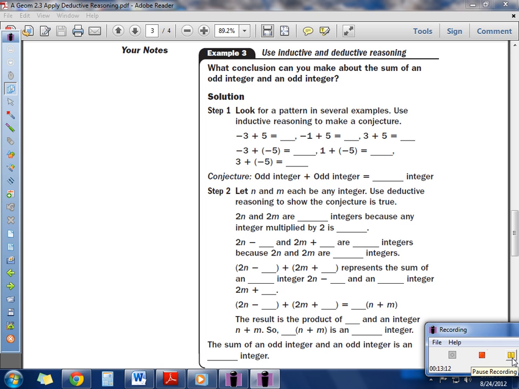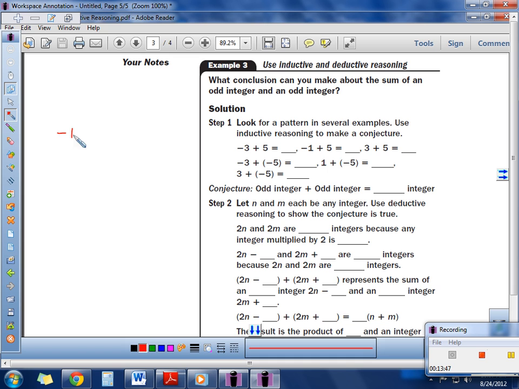This next example is a little bit more math, a little less writing. It says, what conclusion can you make about the sum of an odd integer and an odd integer? So what they do is they come up with examples of odd integers. We like coming up with examples. Seth, give me an example of 2 odd integers. All right, so I heard negative what? Negative 2 is not odd. So another one that could work would be negative 1 and negative 3. And once again, it wants the sum of these. So I need to add these 2 terms. Negative 1 plus negative 3 is negative 4.